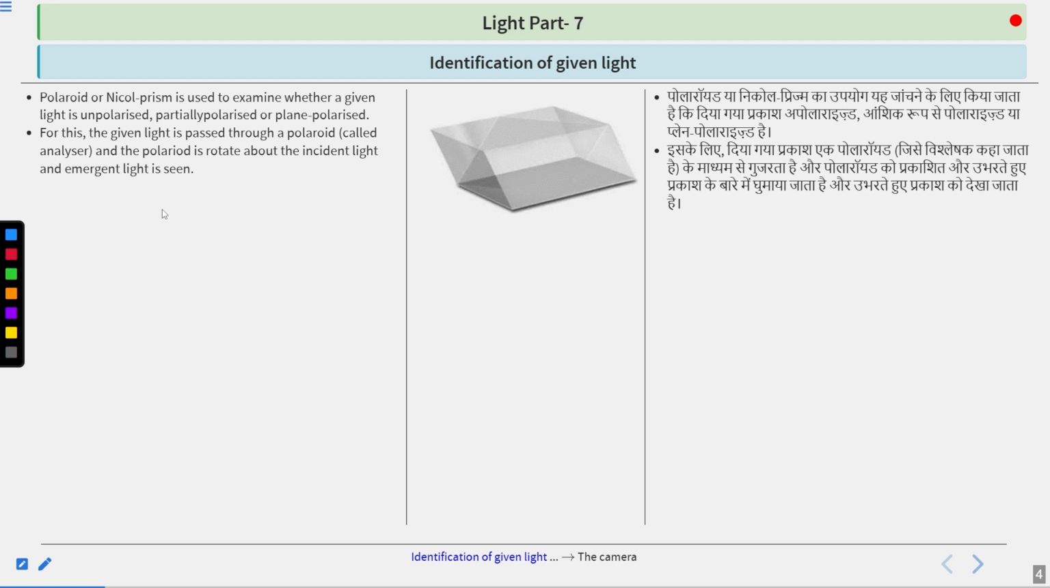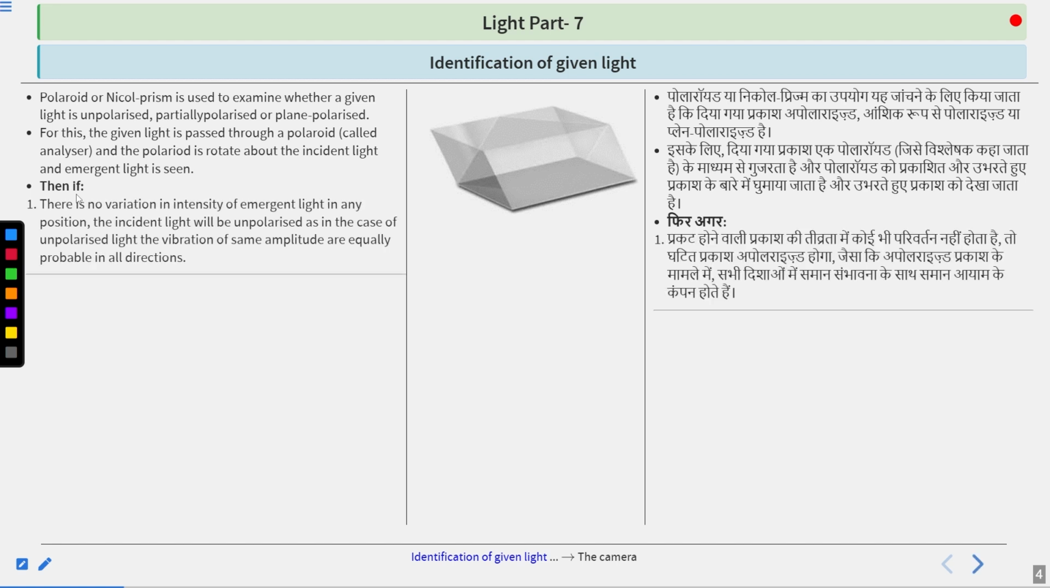For this, the given light is passed through a Polaroid that we call an analyzer, because after passing the light through the Polaroid, we will analyze the things. So that's why it is often called an analyzer. And the Polaroid is rotated about the incident light, and the emergent light is observed by us. Then there are the following conditions that we could have.